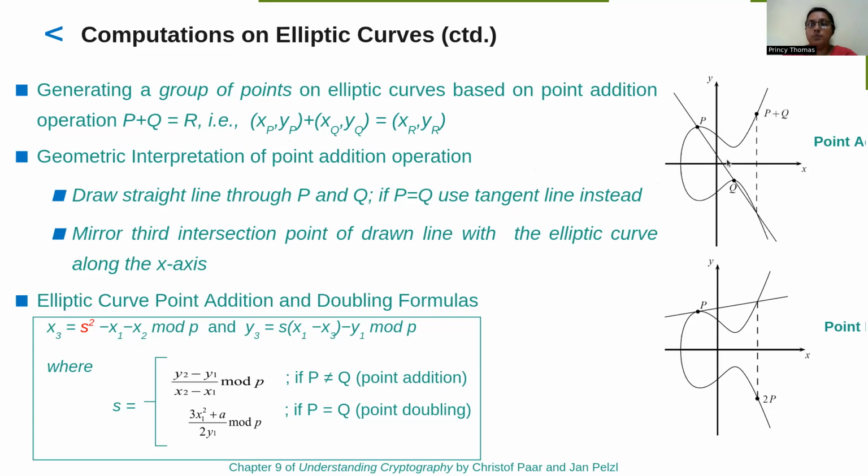If there are 2 points P and Q and we want to find out P plus Q, we simply draw a line joining P and Q and extend it so that it cuts the elliptic curve at a third point. And the mirror of that particular third point, symmetrically on the opposite side of the x-axis, is the additive point.